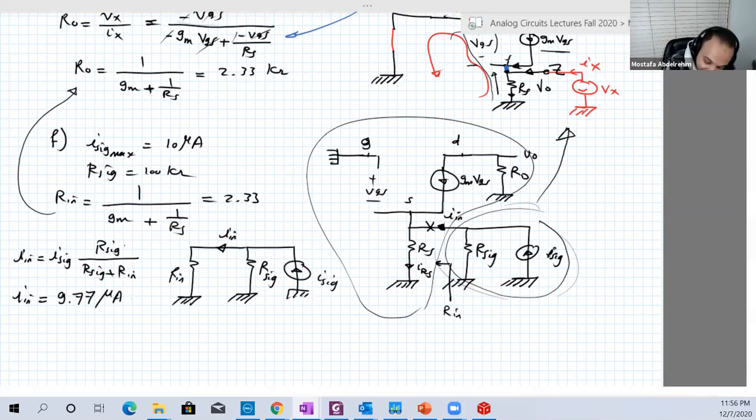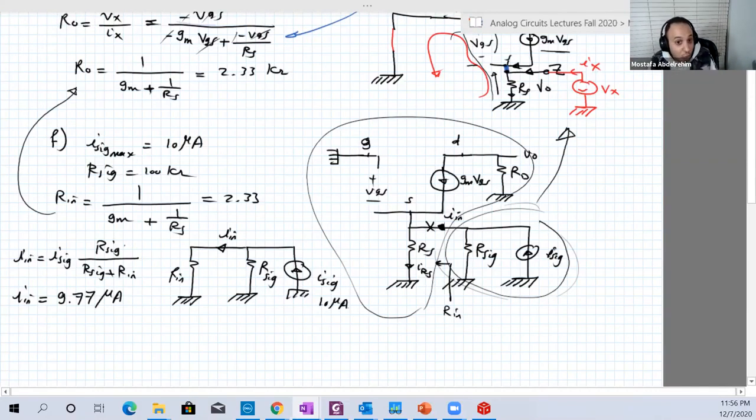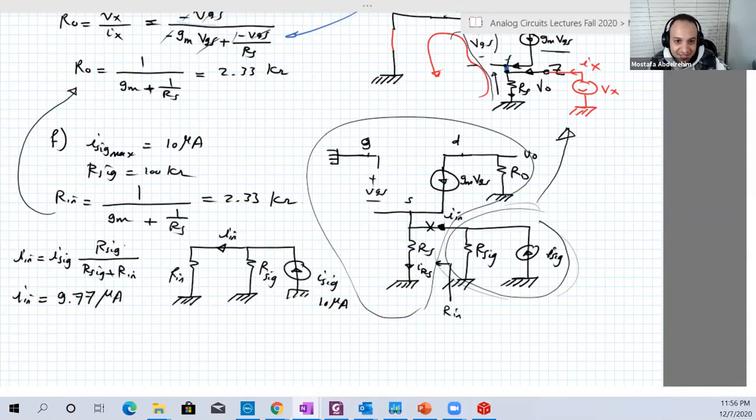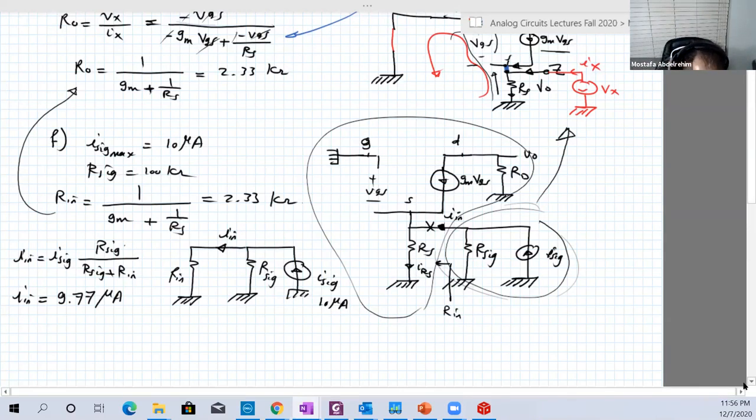Basically, if you notice, this guy has maximum 10 microamperes, so most of it goes to our input. Why? Because R signal is 100 kilo ohms, while R input is very small, 2.33 kilo ohms. That's why most of the current goes to our input, which is good, by the way, because this is our source now. We want most of its current to go into the amplification circuit, not its internal resistance. Good. So what's after that?